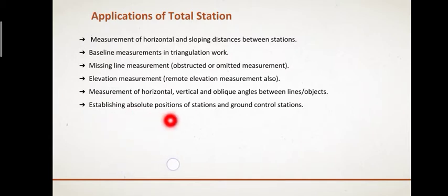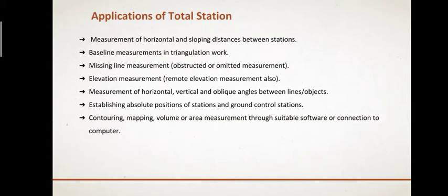Establishing absolute positions of the stations and the ground control stations. When you want to set up a ground control station or an absolute position of the stations, in that case this total station helps you to establish it, because that requires a very great accuracy to set up ground control station points, because if there are any errors, we'll come back to these ground stations. With respect to that, we are going to again carry out measurements, that becomes a reference point, right?